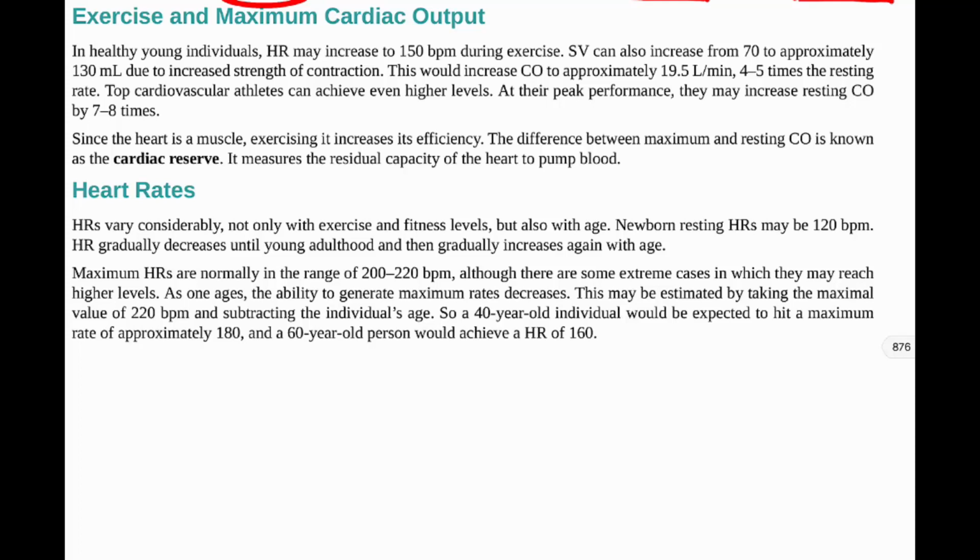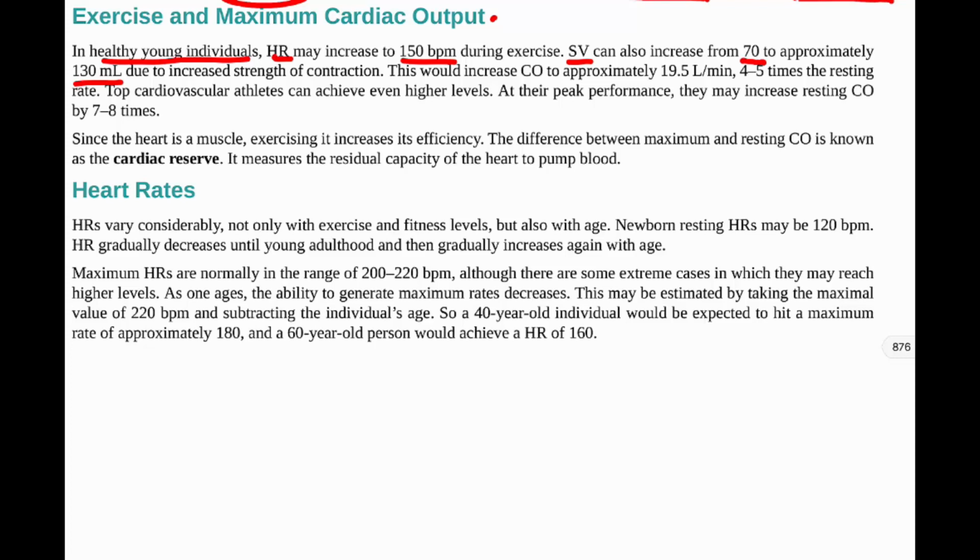All right, so exercise and maximum cardiac output. Here are just some general notes. In healthy individuals, heart rate may increase to 150 beats per minute during exercise. The stroke volume can also increase from 70 to about 130 milliliters due to the increased strength of contraction, so the heart contracts harder to get more volume out.